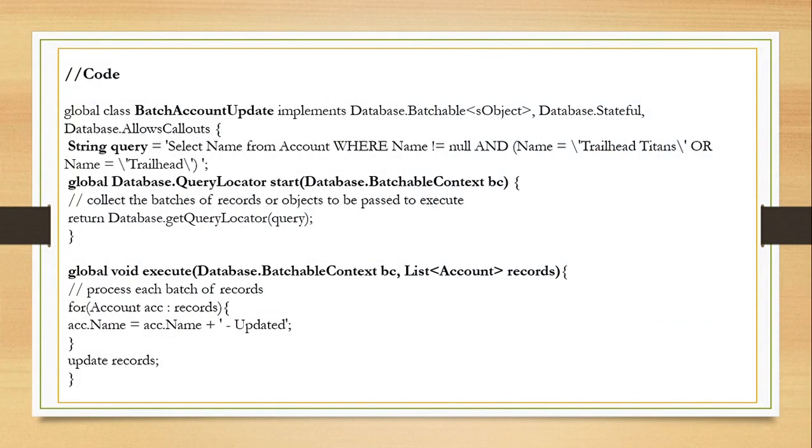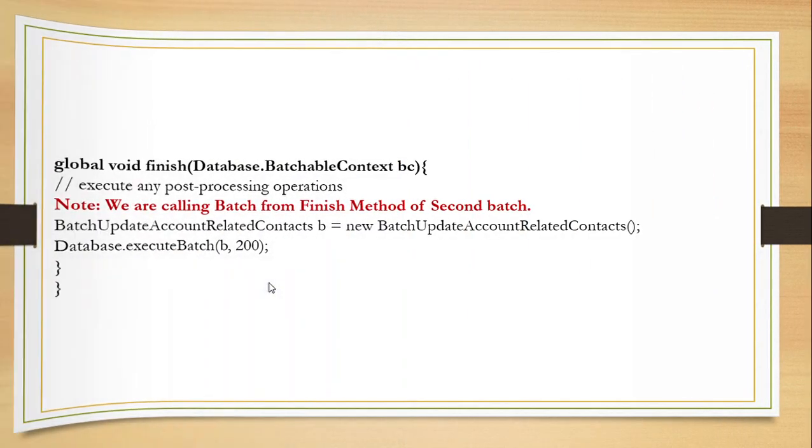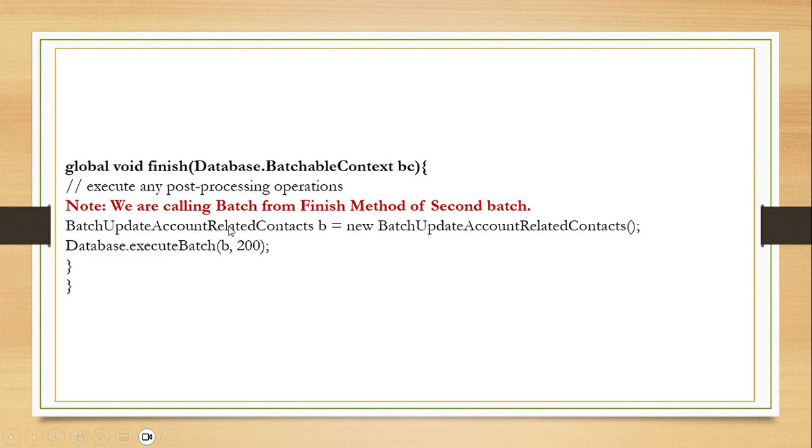Here is the code: global class BatchAccountUpdate implements Database.Batchable, Database.AllowsCallouts, with a string query and Database.QueryLocator start, collecting the batches of records. In execute, we process the account batch of records, and in the global void finish we are calling a batch from the finish method of the second batch, that is a new batch AccountUpdateRelatedContact with Database.executeBatch and 200.